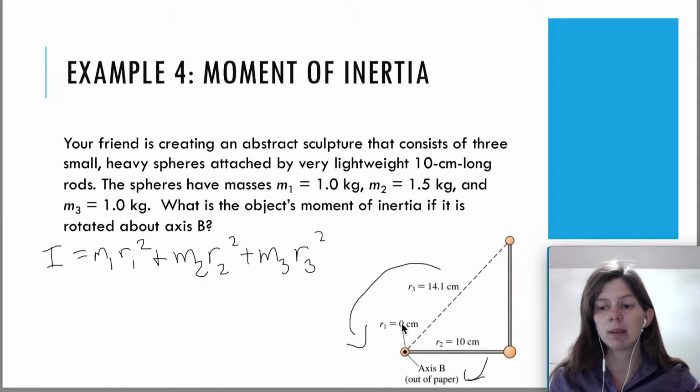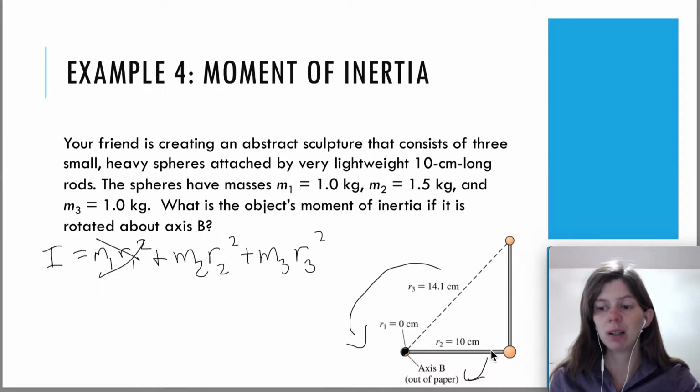r1 is still 0 because mass 1 is still at the location of the axis of rotation. So that does not contribute to the moment of inertia. What we're saying is that mass 1 does not affect how easy or how hard it is to rotate this object. Let's look at mass number 2 here.